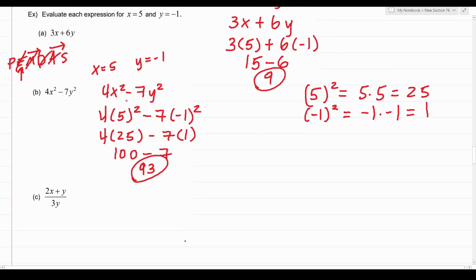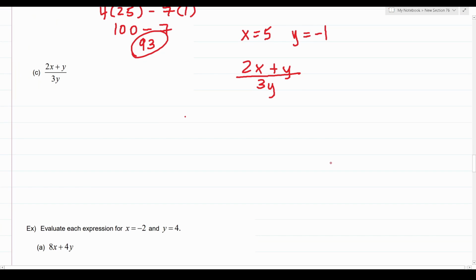Let's take a look at C here. Again, we're letting x be positive 5 and y be negative 1. And we're substituting those values into this expression, 2x plus y over 3y. All right, so let's go ahead and start by plugging in x and y accordingly. This becomes 2 times 5 plus negative 1 over 3 times negative 1.